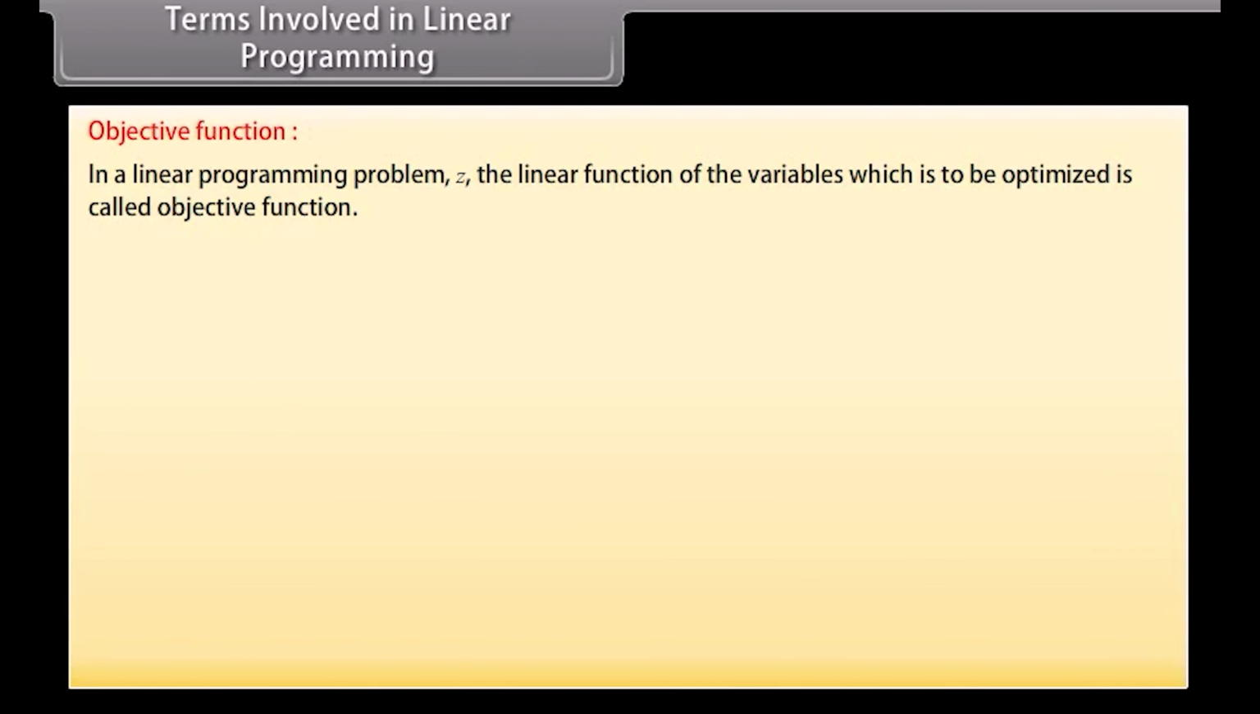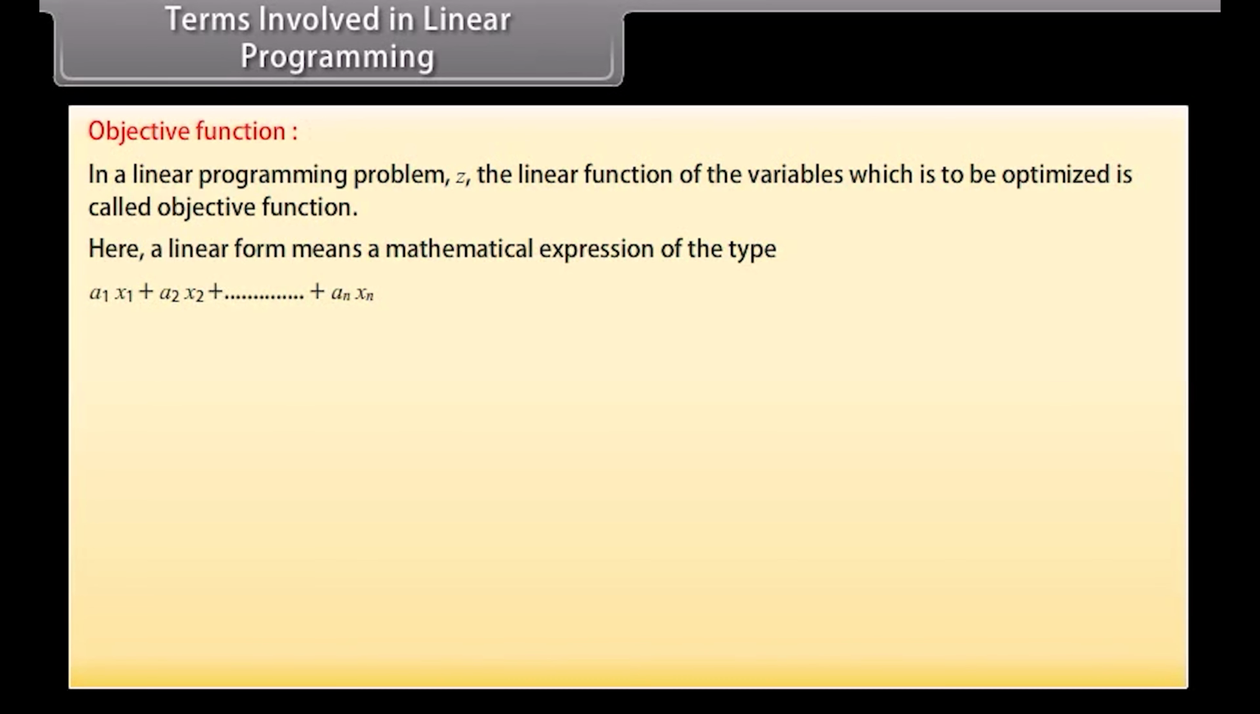Terms involved in linear programming. Objective function. In a linear programming problem, Z, the linear function of the variables which is to be optimized, is called objective function. Here, a linear form means a mathematical expression of the type a1x1 plus a2x2 plus so on till plus anxn, where a1, a2 and so on till an are constants and x1, x2 and so on till xn are variables.